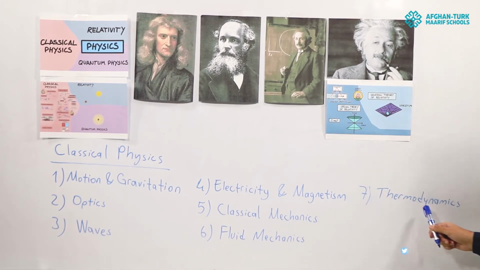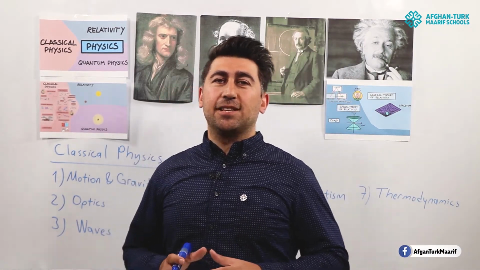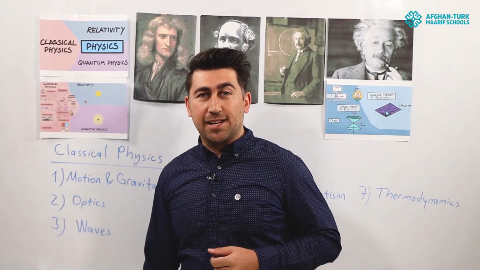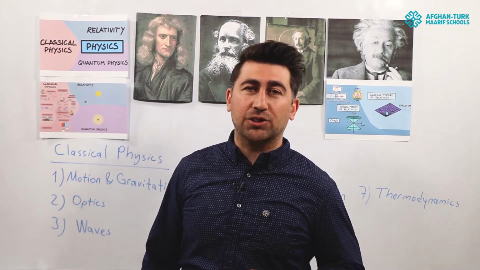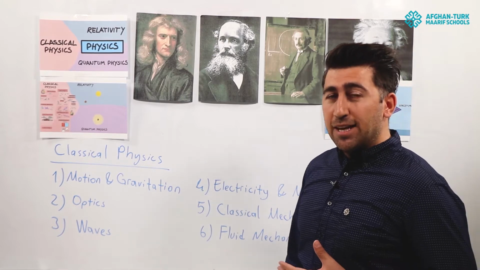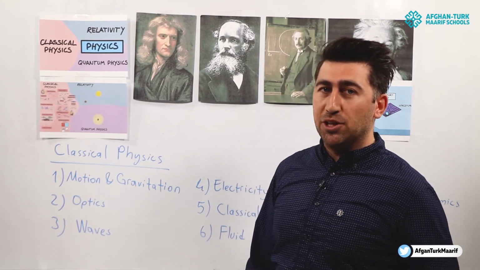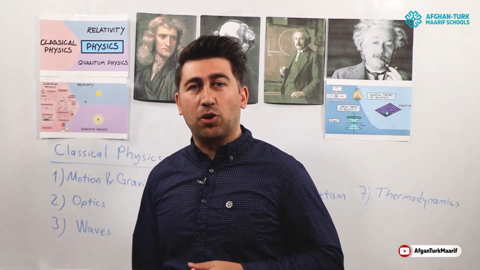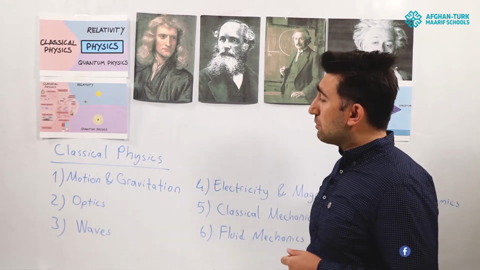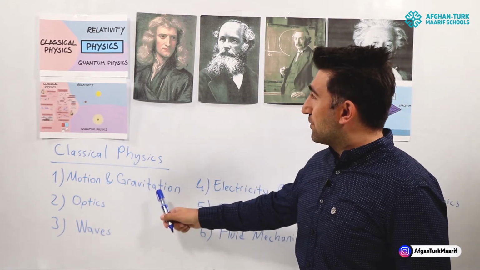and finally thermodynamics. Well, there is no doubt that the father of classical physics is Sir Isaac Newton. Isaac Newton is an English mathematician, physicist, astronomer, and author who is widely recognized as one of the most influential scientists of all time and as a key figure of the scientific revolution. So he invented calculus and the laws of motion and the laws of universal gravitation. He also made many discoveries in optics for the first time in history. So let's start with classical physics, so motion and gravitation.